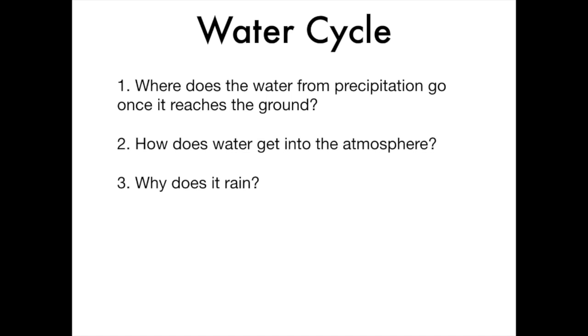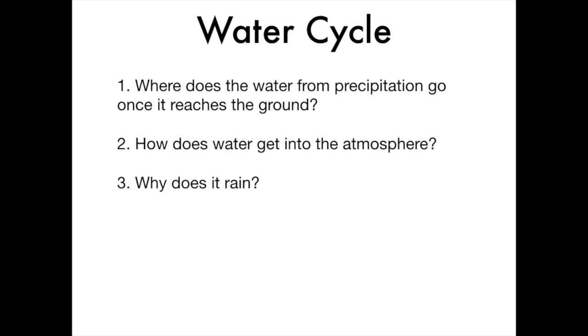So the 3 questions I want you to answer are, where does the water go when it precipitates? Once it reaches the ground, where does that water go? There are a couple of different places it could go to. I want you to give me each one of those. How does water get into the atmosphere from the ground? And then the last question I want you to answer is, why does it rain? Each of those should be answered in at least one complete sentence, maybe more.